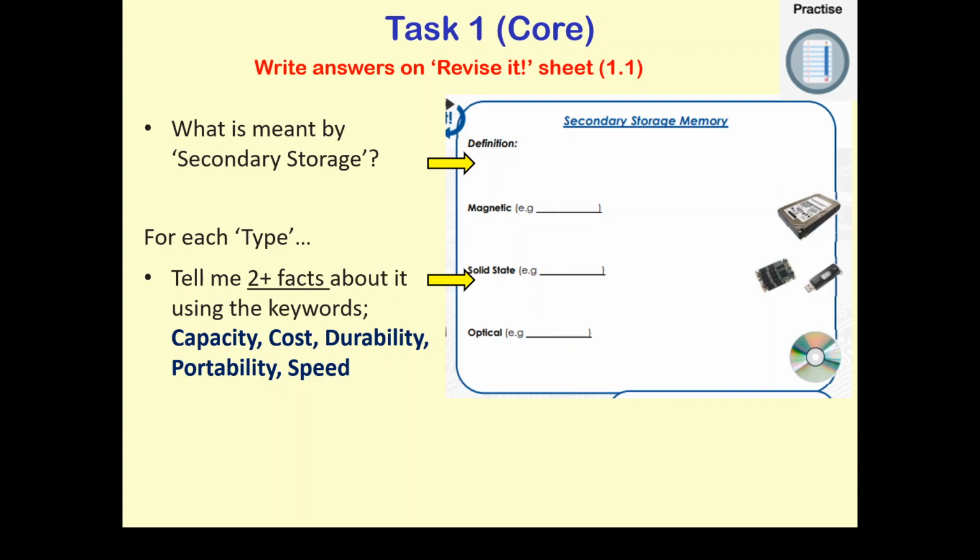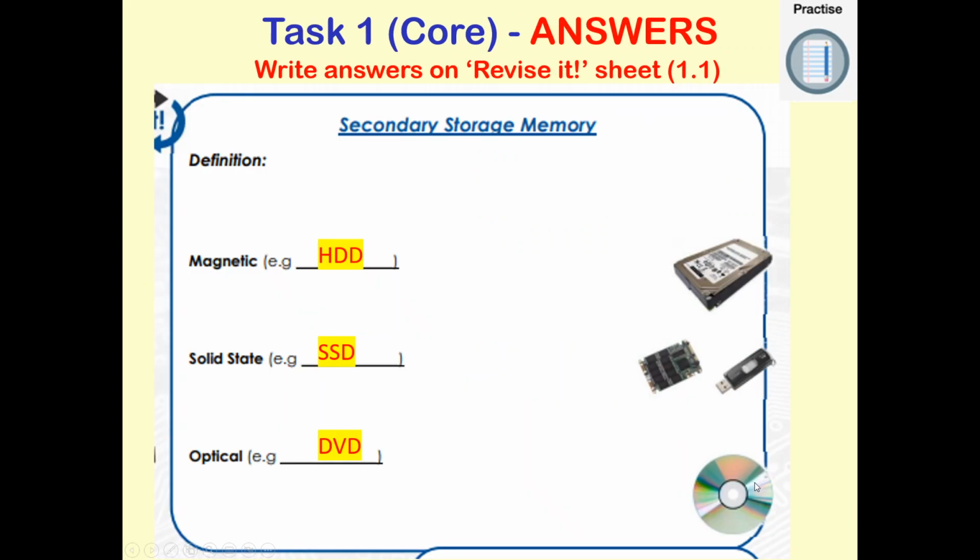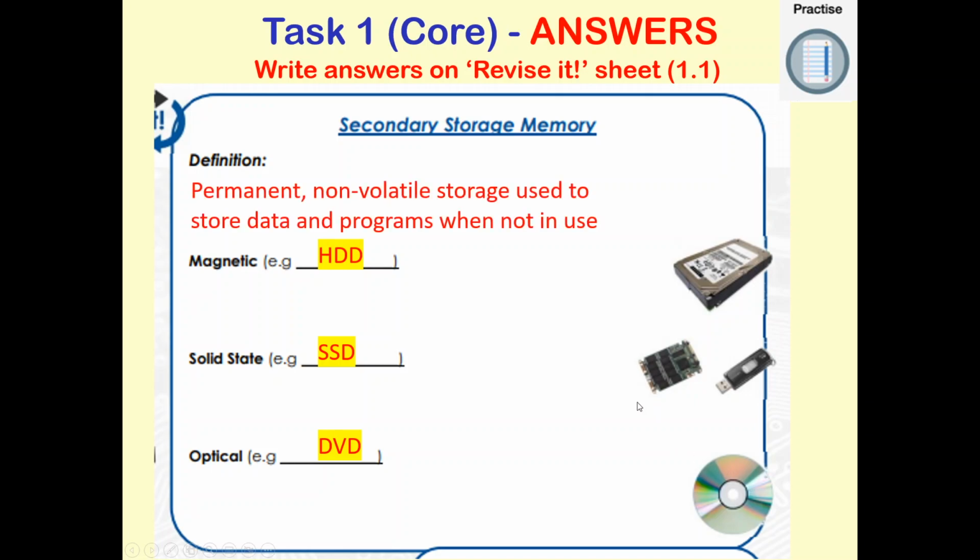Okay, hopefully you've paused. You've had time to write down your answers. Let's check. So, secondary storage. What is the definition? Permanent, non-volatile storage, and it stores your data and programs when they are not in use. And examples: magnetic is a hard disk drive. Not very durable because it has moving parts, and it has a large capacity. It is also slower in speed because it has moving parts.